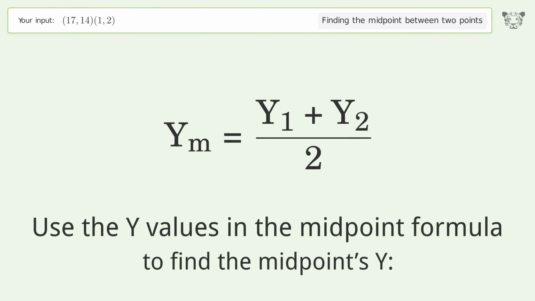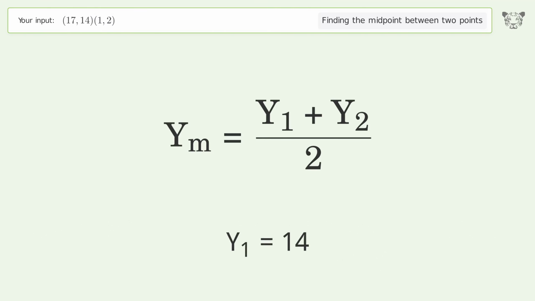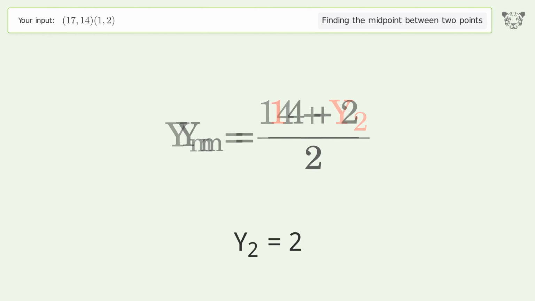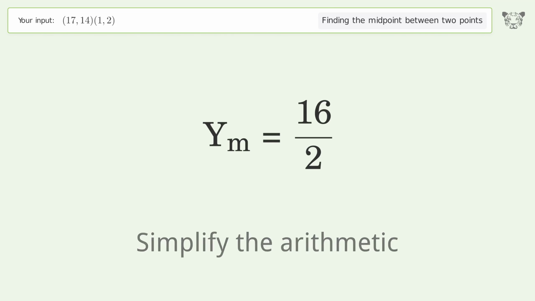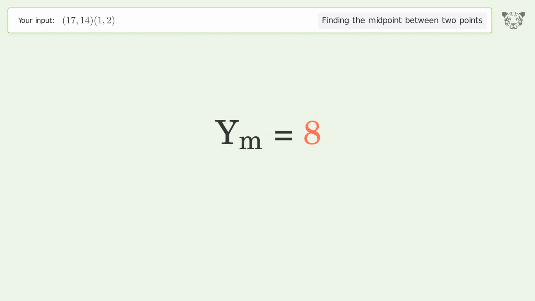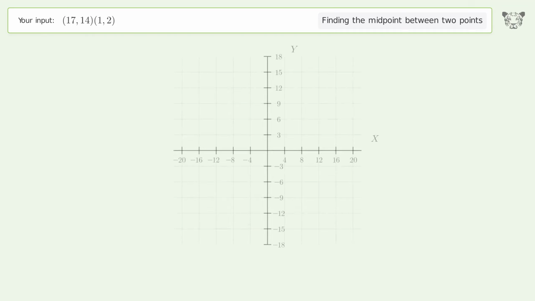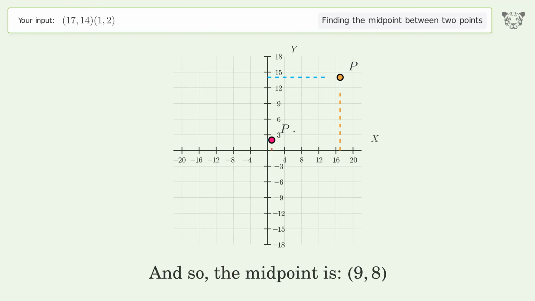Use the y values in the midpoint formula to find the midpoint's y. y1 equals 14. y2 equals 2. Simplify the arithmetic. And so, the midpoint is 9, 8.